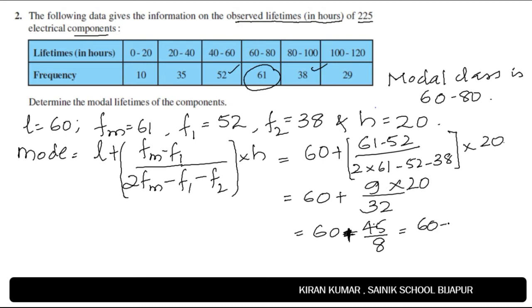So 60 plus 5.625 becomes 65.625, and this is in terms of number of hours. Therefore, the modal lifetime of the component is 65.625 hours.